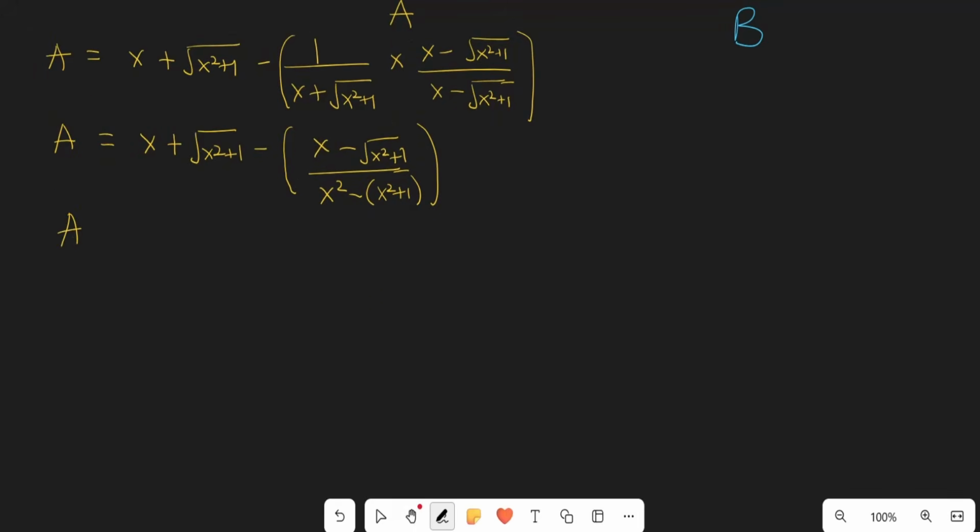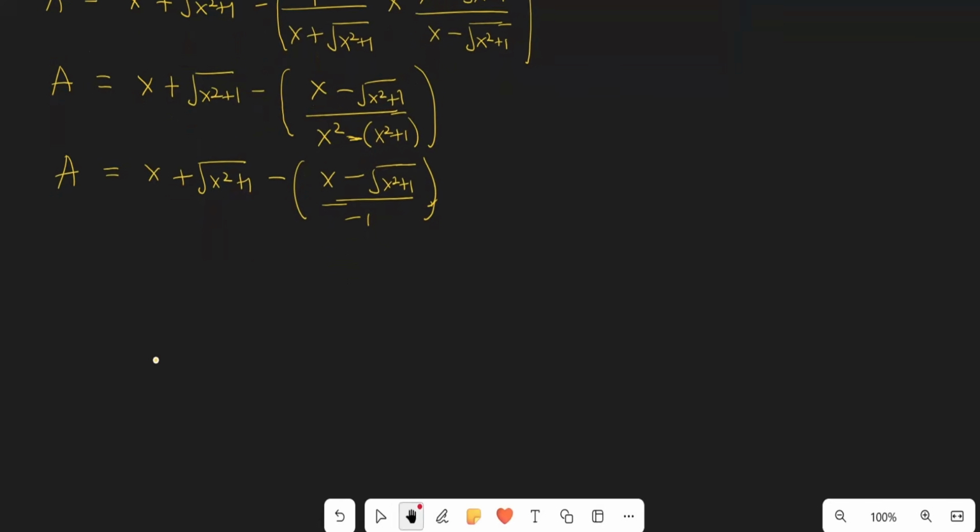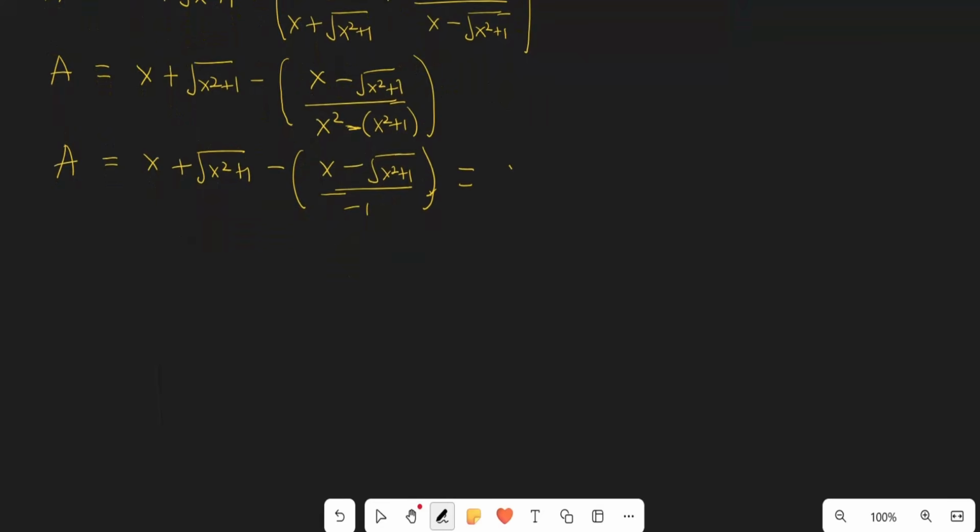Cool. So A is going to be equal to x plus the square root of x squared plus 1 times this one. When we simplify, that is going to be x minus the square root of x squared plus 1, divided by -1. So when we simplify the denominator, we have -1, and that is going to be equal to x plus the square root of x squared plus 1, and then plus x minus the square root of x squared plus 1, because this negative and this negative will become positive.